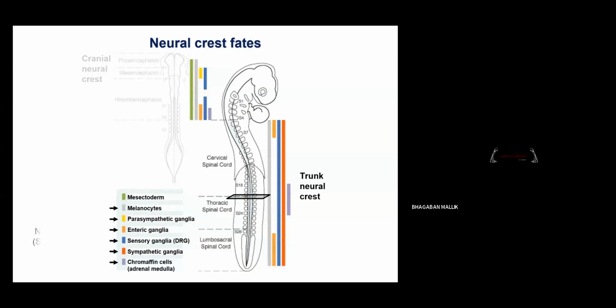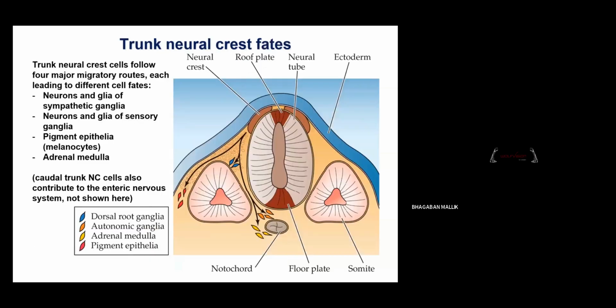Okay, so mostly the neurons and glia are produced from these structures, like sympathetic ganglia, sensory ganglia. So this is just to show the diversity of neural crest, how it forms different types of cells. So we'll go to the trunk neural crest fate.